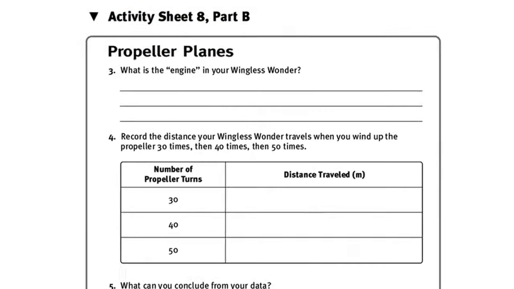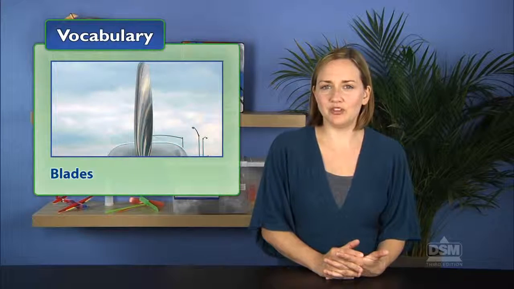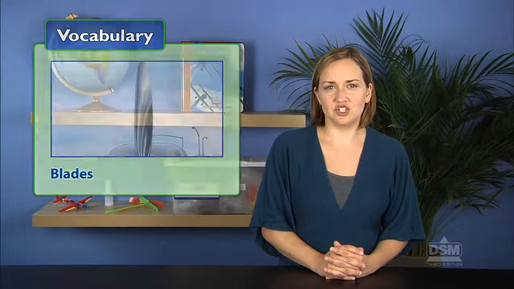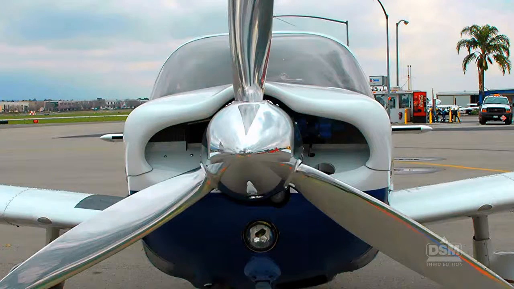Next, hand out a copy of Activity Sheet 8, Parts A and B to each student. Bring students' attention to the diagram of the propeller at the top of Part A. Explain that blades are the long, thin, paddle-like structures. Small prop planes may have 1 or 2 engine-driven propellers with 2 to 3 blades per propeller. Larger prop planes may have as many as 4 propellers with 3 to 6 blades per propeller. Point out the hub, the spot in the center of the propeller, where the blades attach to the engine.